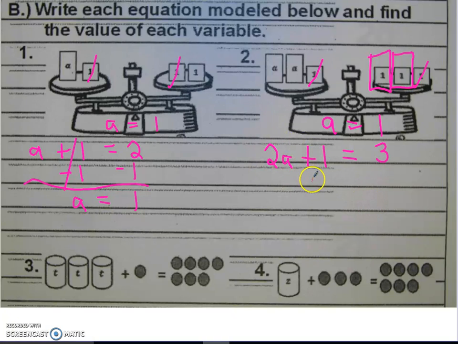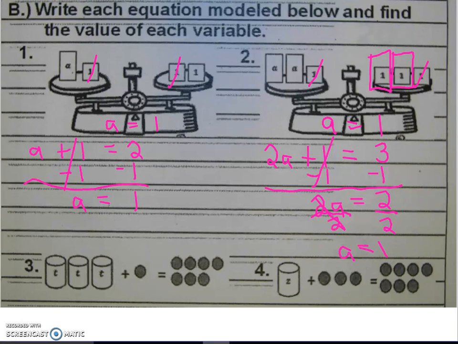Got to get the variable by itself, so I've got to do the inverse, or the opposite. The opposite of plus 1 is minus 1. 3 minus 1 is 2. And this will cancel out. I'm going to do the opposite of multiplication, which is division. I'm going to divide both sides by 2, and I get 1.